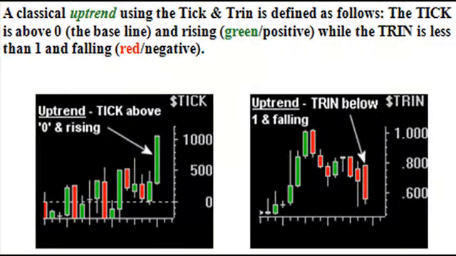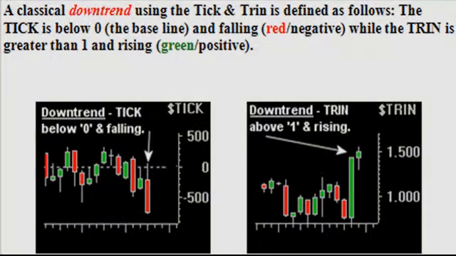A classical uptrend using the tick and the TRIN is defined as follows. The tick is above 0, the baseline, and rising, green and positive, while the TRIN is less than 1 and falling, red and negative. A classical downtrend using the tick and the TRIN is defined as follows. The tick is below 0, the baseline, and falling, red and negative, while the TRIN is greater than 1 and rising, green and positive.